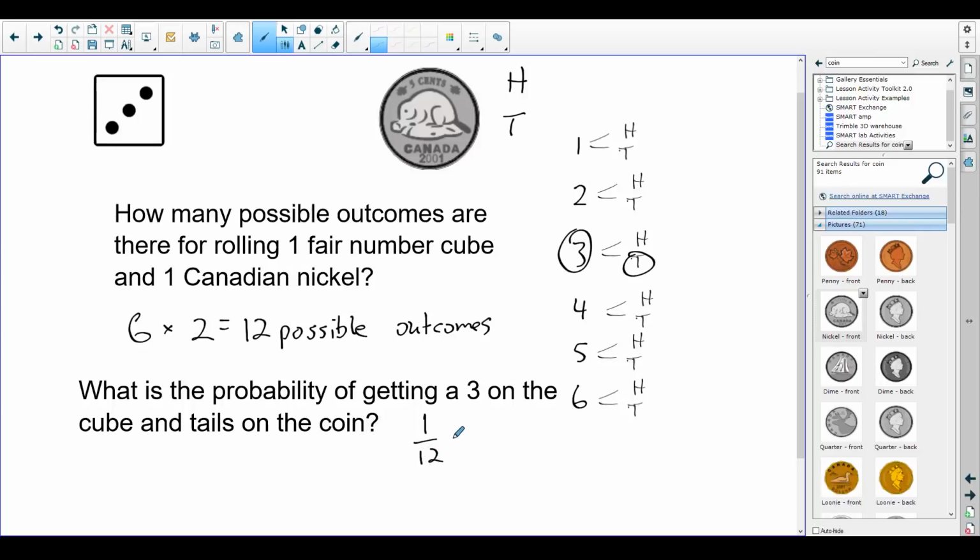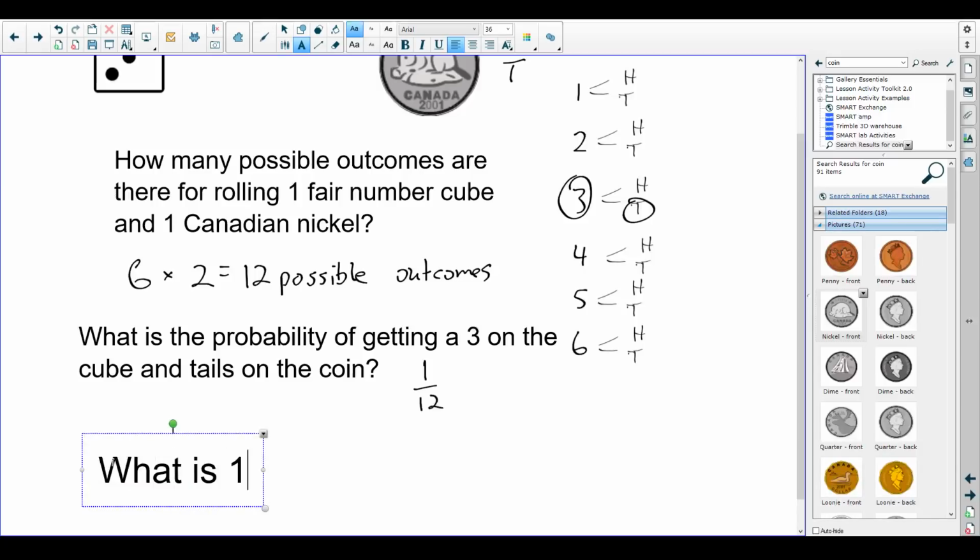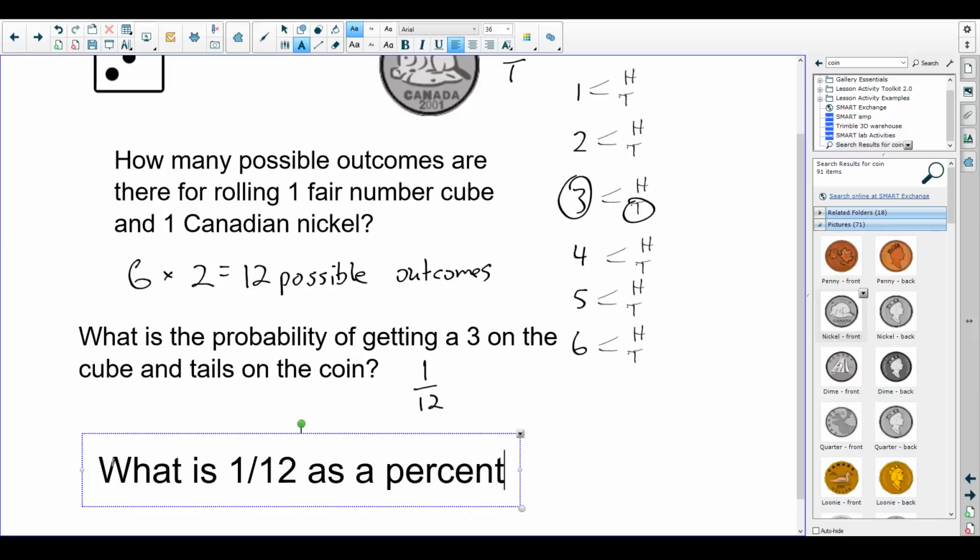We could change it to a percent. What's 1/12 as a percent? Your next question. What is 1/12 as a percent, rounded to the nearest hundredths? Nearest hundredths, 2 decimal places.